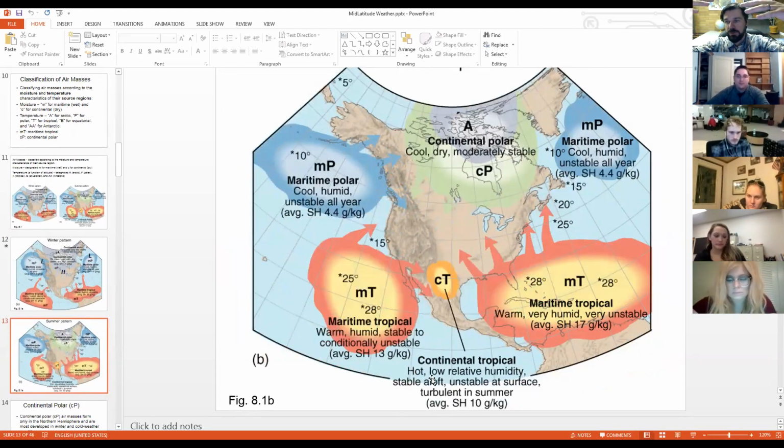The continental polar is much more diminished, but the maritime tropical ones are really charged up in the summertime, because they're getting all that extra heat and warmth, and so they drive a lot of the precipitation patterns that we get in the summer, obviously influencing things like thunderstorm activity in our case, and some of those other more specific summer-related events.